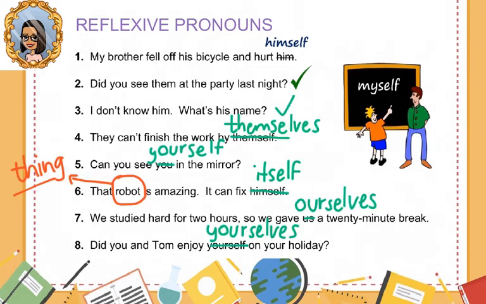Alright, number 1, it was already answered. Number 2 was correct. Number 3 is correct. Number 4, themselves. See, I wrote here a VES and I dropped the F. Number 5, yourself. Number 6, itself. Why itself and not himself? Because a robot is a thing. So for things, remember we use the pronoun it. And in this case, since it's a reflexive pronoun, we use itself. Number 7, ourselves. Number 8, yourselves.